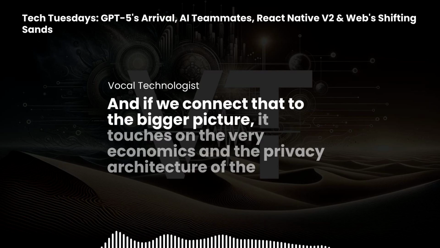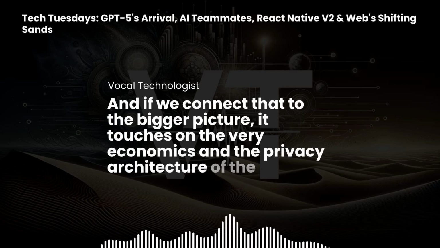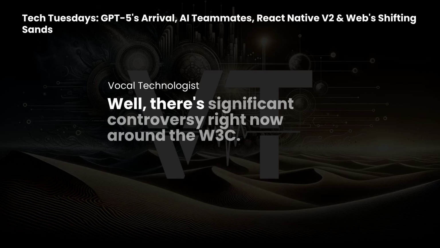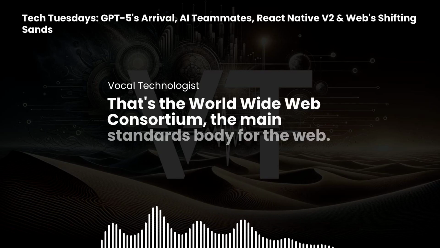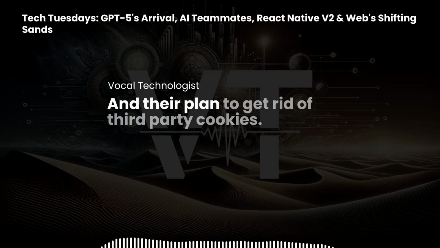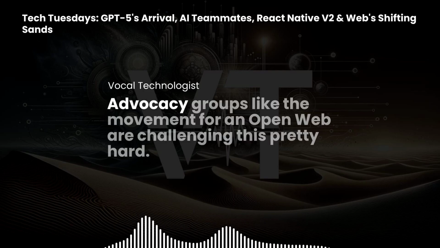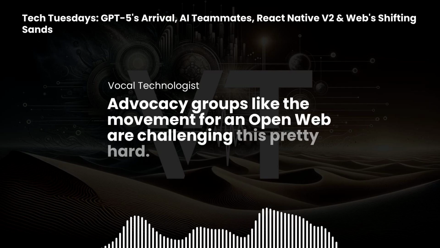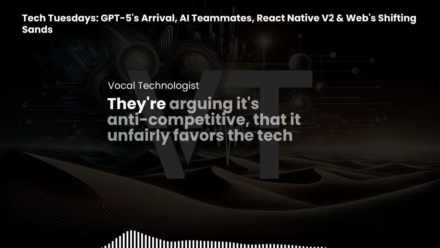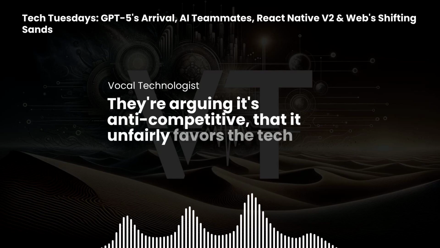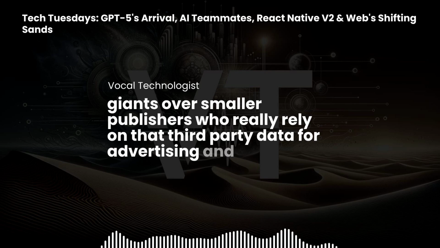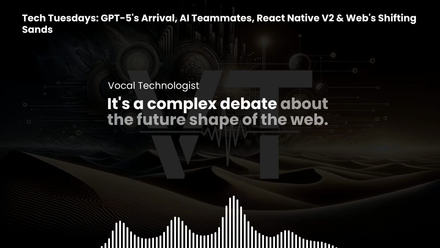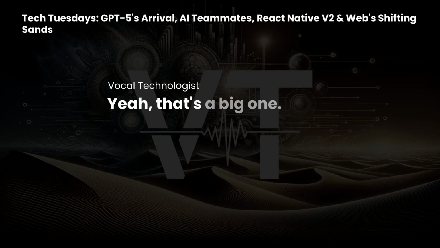And if we connect that to the bigger picture, it touches on the very economics and the privacy architecture of the open web itself. How so? Well, there's significant controversy right now around the W3C, that's the World Wide Web Consortium, the main standards body for the web, and their plan to get rid of third-party cookies. Advocacy groups like the Movement for an Open Web are challenging this pretty hard. Why? What's their argument? They're arguing it's anti-competitive, that it unfairly favors the tech giants over smaller publishers who really rely on that third-party data for advertising and analytics. It's a complex debate about the future shape of the web. Wow. Yeah, that's a big one.